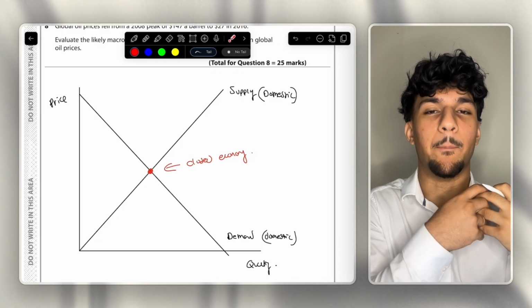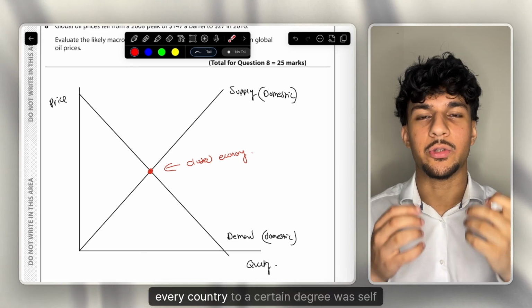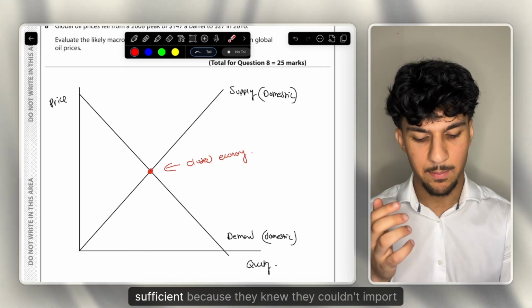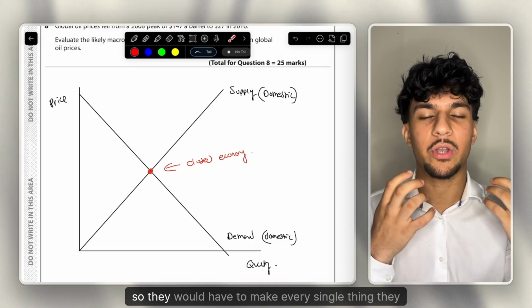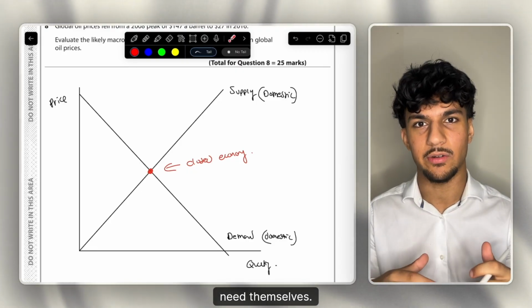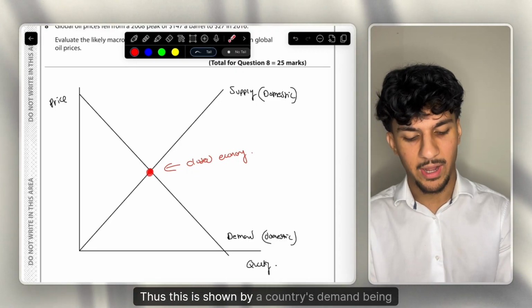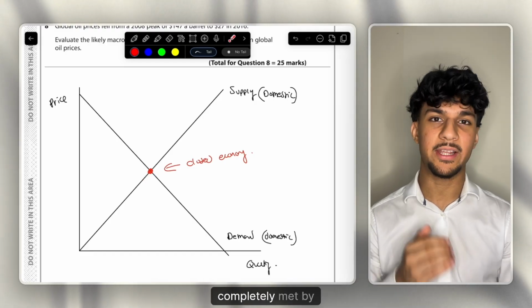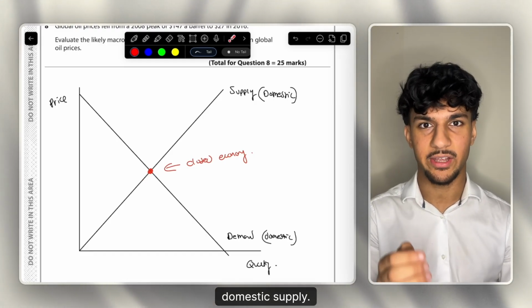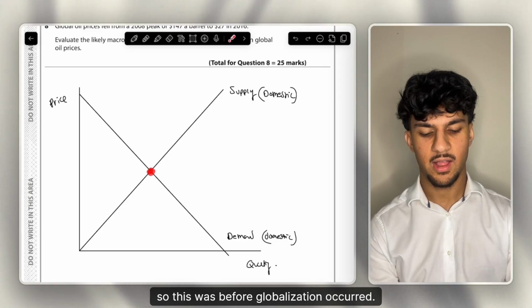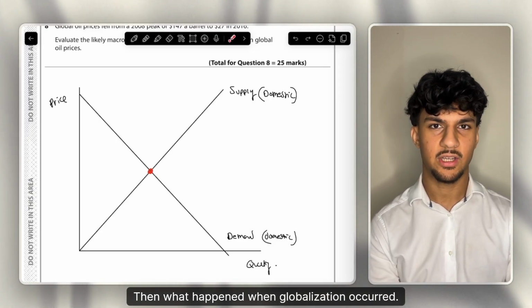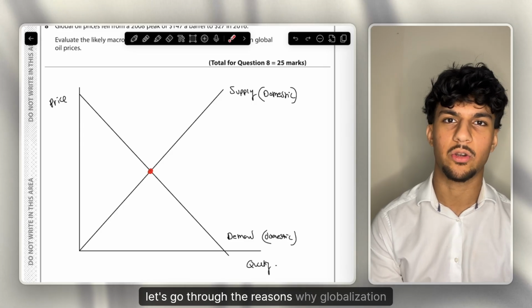But if you think about before globalization, every country to a certain degree was self-sufficient because they knew they couldn't import anything, so they would have to make every single thing they need themselves. Thus, this is shown by a country's demand being completely met by domestic supply. So this was before globalization occurred. Then what happened when globalization occurred? So let's go through the reasons why globalization occurred.